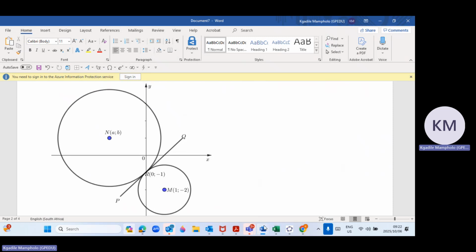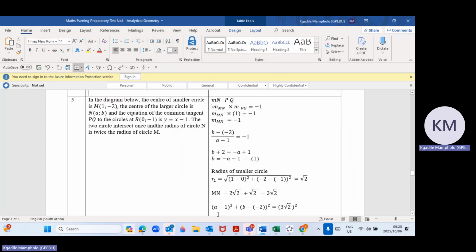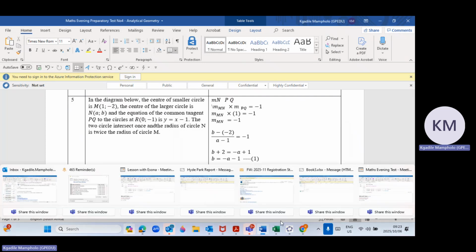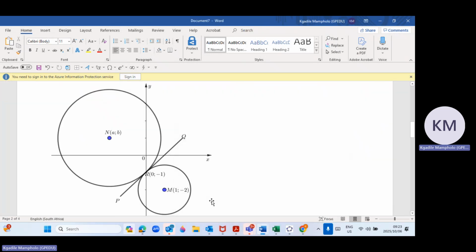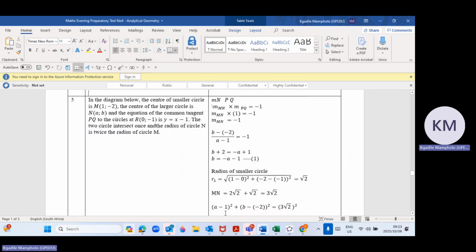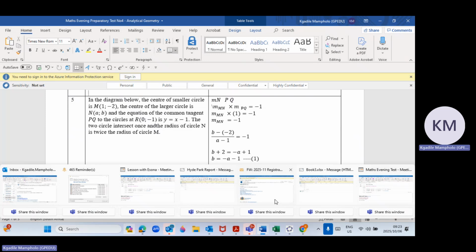Now, the center of the larger circle is N, which is (a, b). You can see that is N, which is (a, b) there. So that is why I'm saying it's important for you to read the statement. The center of the large, we did that. The equation of the common tangent PQ to the circle at R, remember R is (0, -1), is y equals x minus 1.